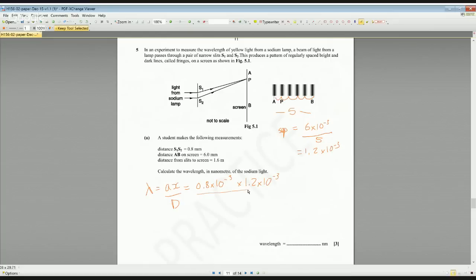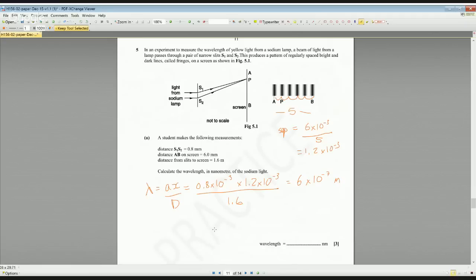And we divide that by the distance to the screen, which is 1.6 meters. All the way through this, we need to be very careful with units. And that gives us an answer of 6 times 10 to the minus 7 meters.